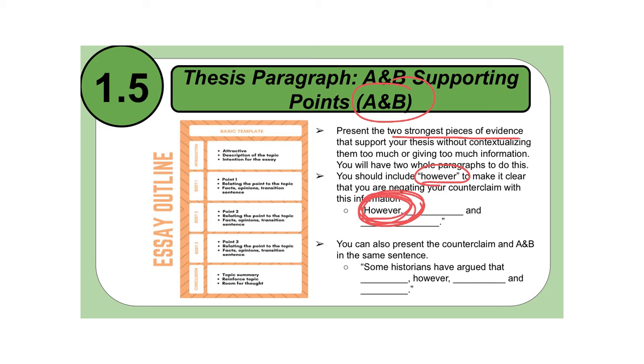Now, you can also present the counterclaim and the A and B in the same sentence. Some people choose to do that because it sounds better for them or works better in their word choice. So here's an example of how that would look. Some historians have argued that blah, blah, blah. However, this person didn't do da, da, da, and la, la, la, whatever. So this is a perfect way of combining those two things together and still get the same effect.